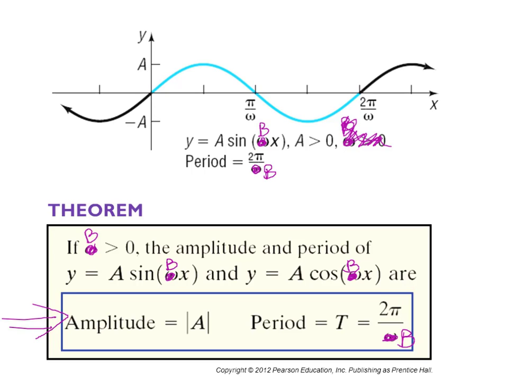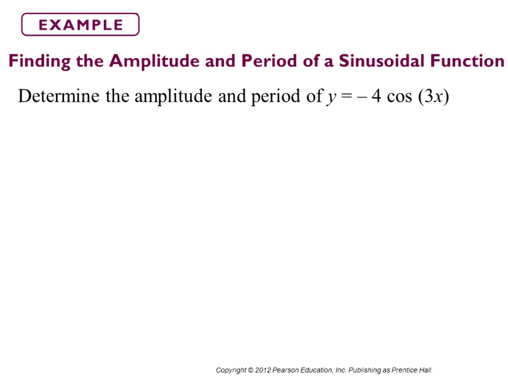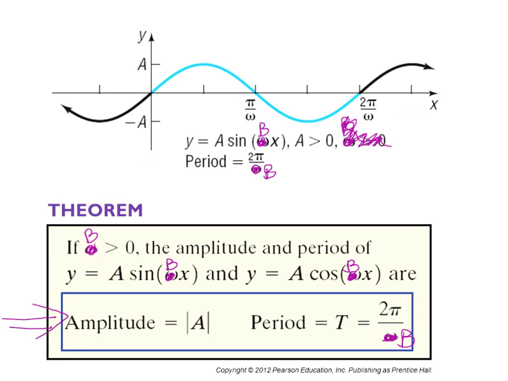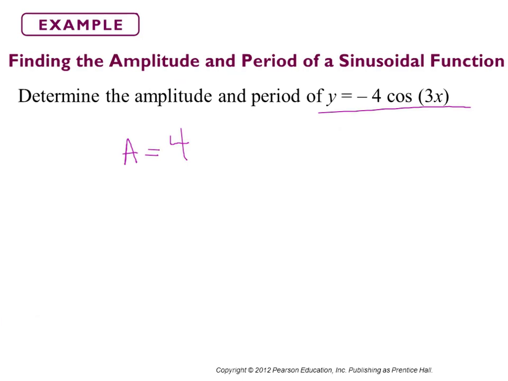Okay, so let's see how we can use that. What's the amplitude of this function? It's 4. Remember we just said the amplitude is always positive, it's equal to the absolute value. That's okay, that's why we go over it. So the amplitude is equal to positive 4.